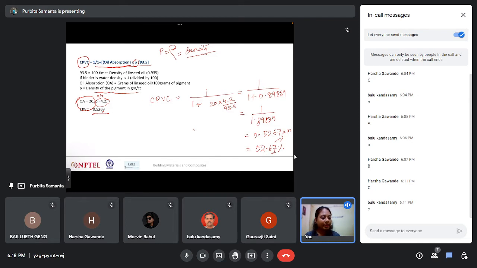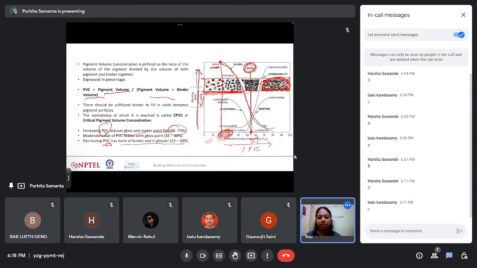Also remember one thing: the PVC value is below the CPVC. Only then does a solution qualify to be called a paint. This is a very important thing that you need to remember. I think you will easily understand once you refer to the graph I showed in the previous chart. If this is the CPVC value, this particular side is qualifying as paint, right? So this is what paint is, and this is not the paint side.